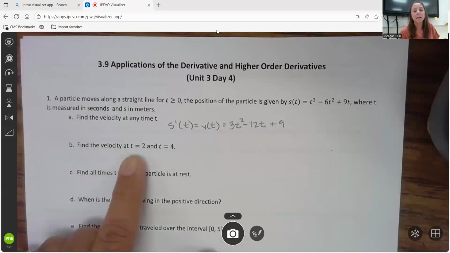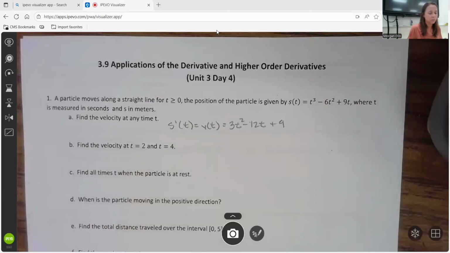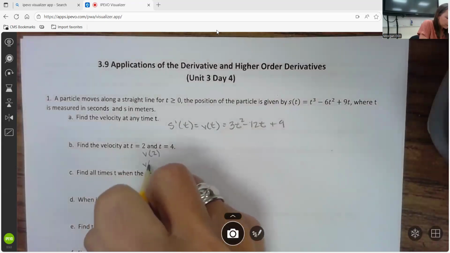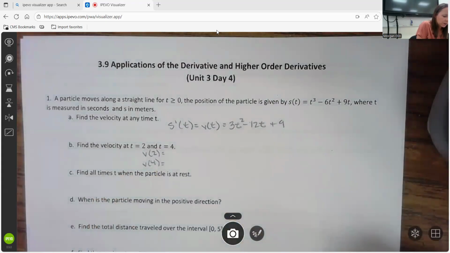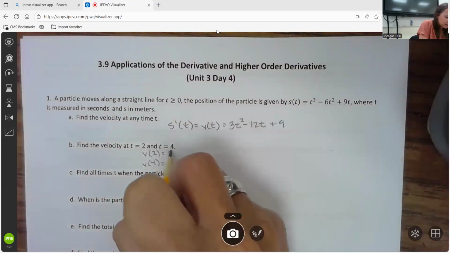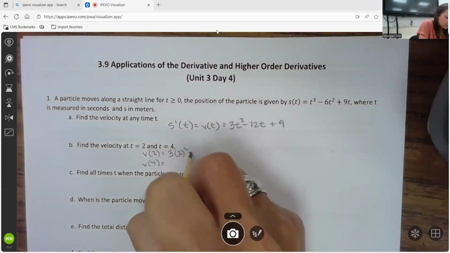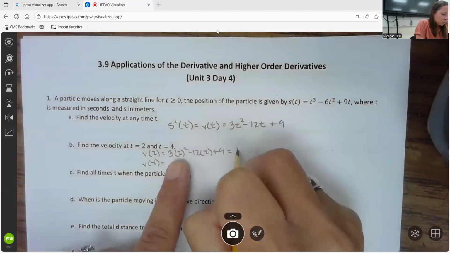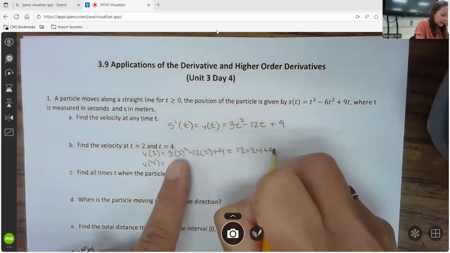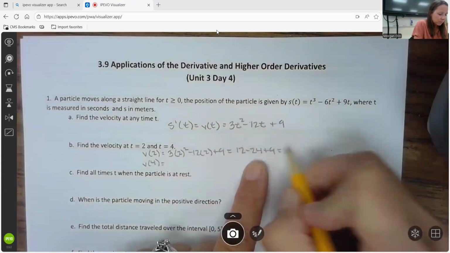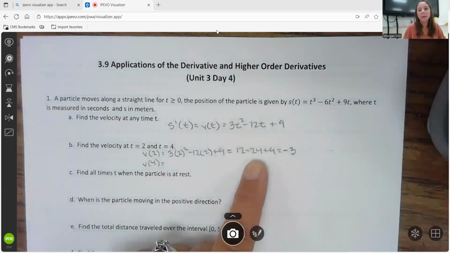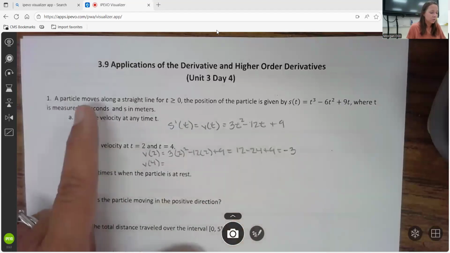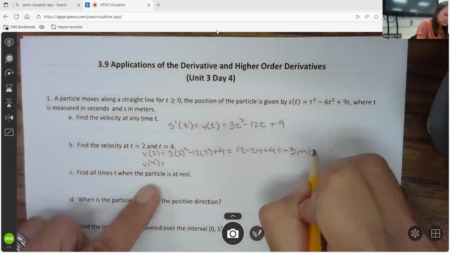Now find the velocity when t equals 2 and t equals 4. So here, v of 2 and v of 4. This one's not a bad one to do by hand. We could say 3 times 2 squared minus 12 times 2, plus 9. That's going to give me 12 minus 24 plus 9, which is negative 12 plus 9. So this gives me negative 3. And thinking in units, the position function is in meters, so velocity is going to be meters per second.